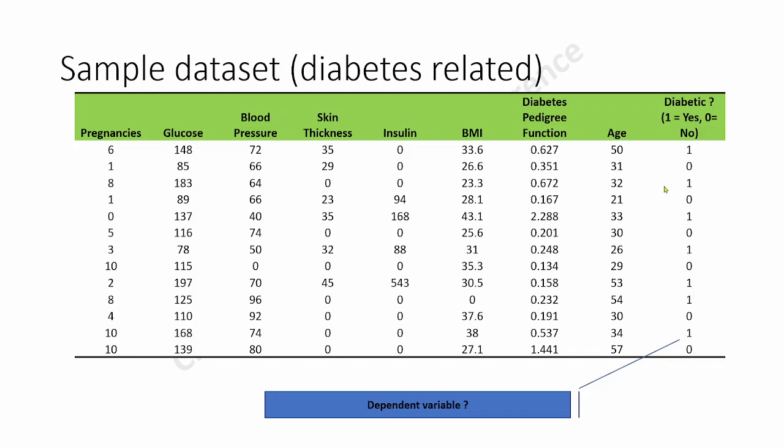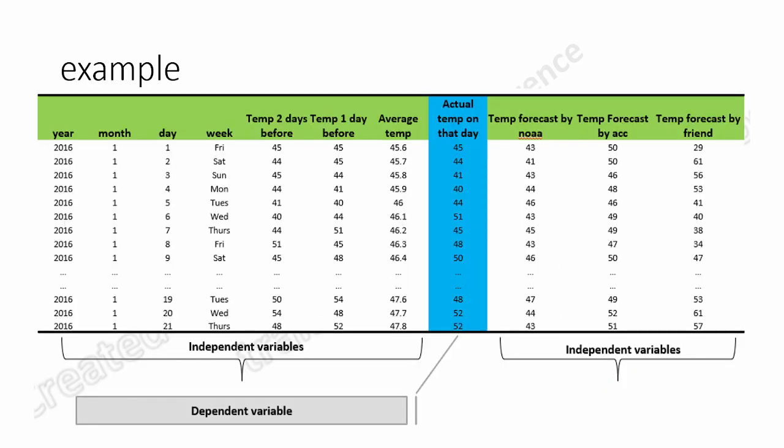One more example here: let's say the patient is diabetic or not, and the people who are diabetic or non-diabetic have some characteristics in terms of glucose level, blood pressure, skin thickness, insulin level, BMI, and so on and so forth. Again, we make use of independent variables to determine the dependent variable. So dependent variables are predictions.